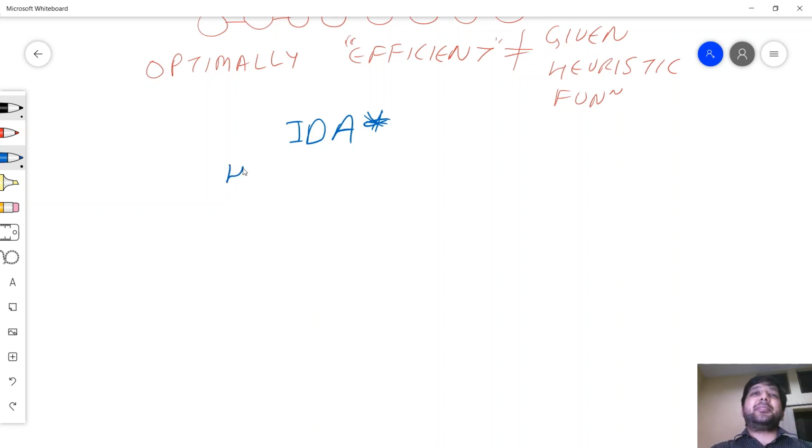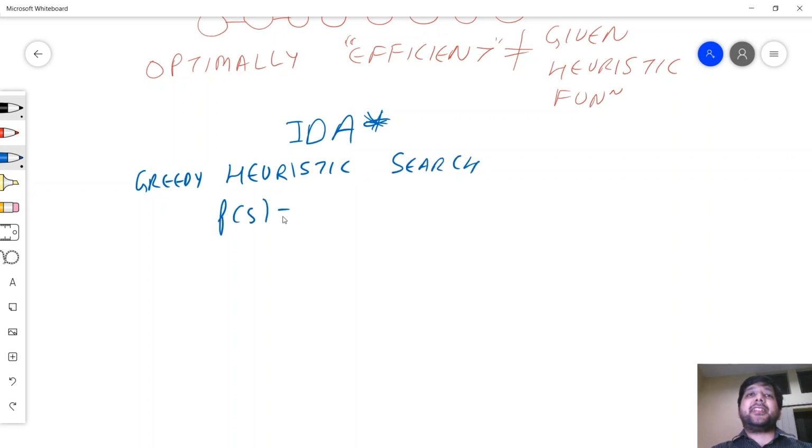There's another algorithm called a pure or greedy heuristic search, where you take F of S is equal to H of S. You don't take G of S. So if F of S is equal to G of S, it is uniform cost search. If F of S is G of S plus H of S, it is A star algorithm. If F of S is equal to H of S, it's called a greedy heuristic search.